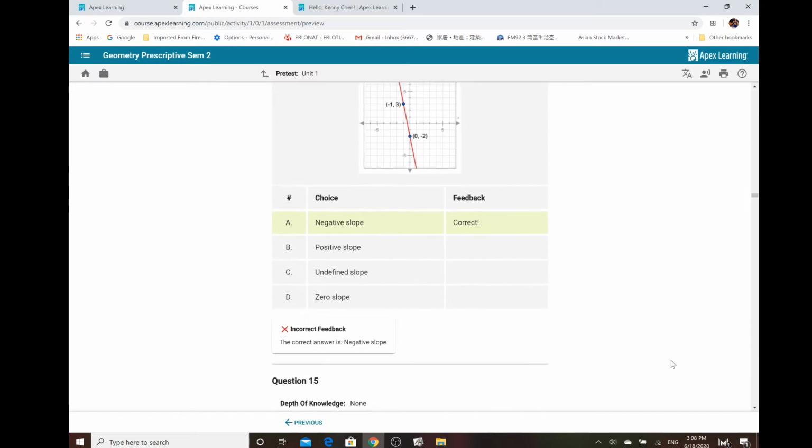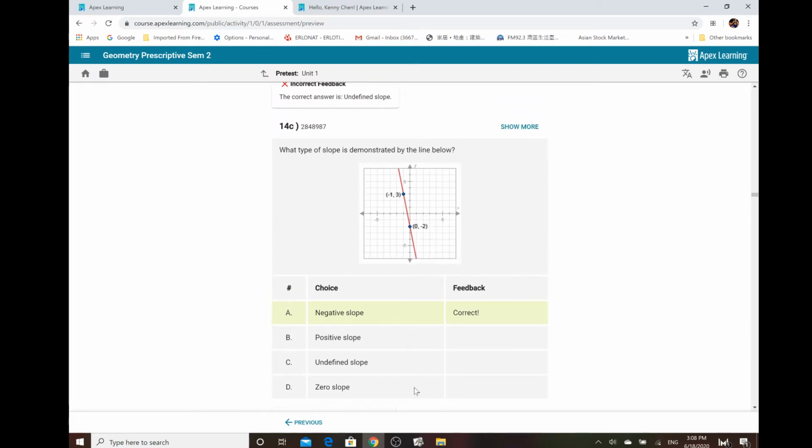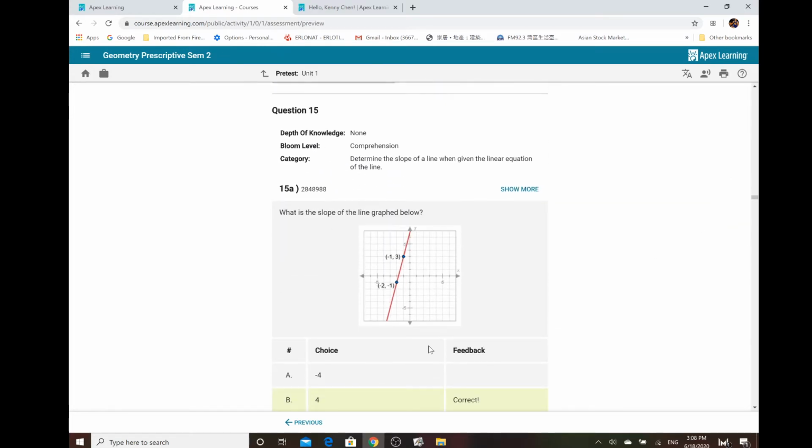And what about if the line is slanted from left to right, downward? So this one is a negative slope. And if it's increasing, showing increments from left to right, that means the slope of the line is positive.